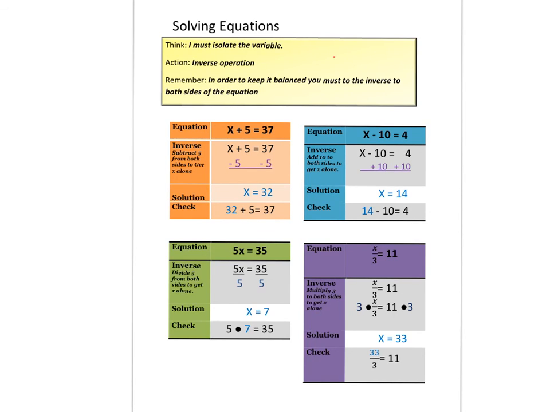So to recap, when we're solving equations, again, we must think. I must isolate the variable. Take action, the inverse operation, and remember, in order to keep it balanced, you must do the inverse to both sides of the equation.